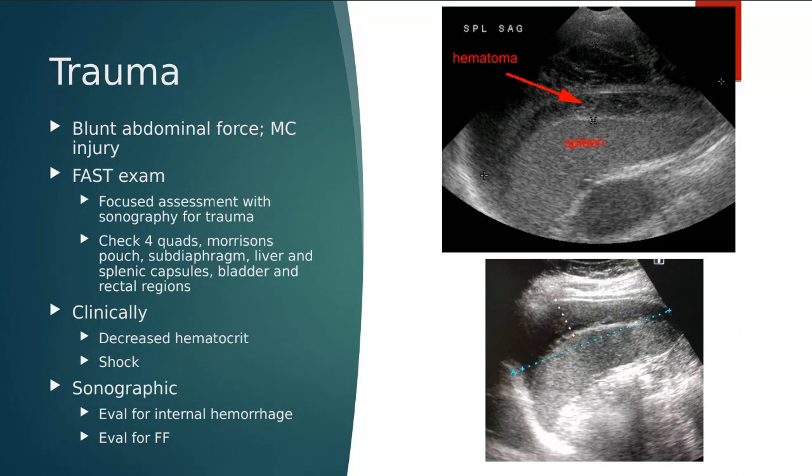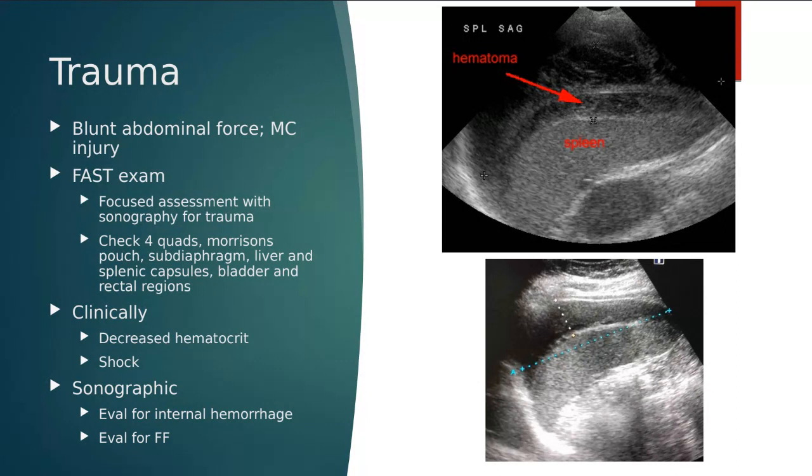Clinically, if a patient does have severe trauma to the abdomen, they are going to have decreased levels of hematocrit. Anytime we're talking about an internal bleed or bleeding occurring in an organ, we are seeing decreased levels of hematocrit. And then if it's severe enough, the patient can actually go into shock as well.